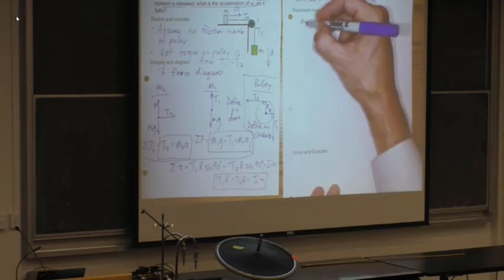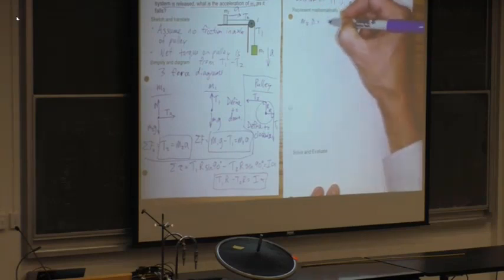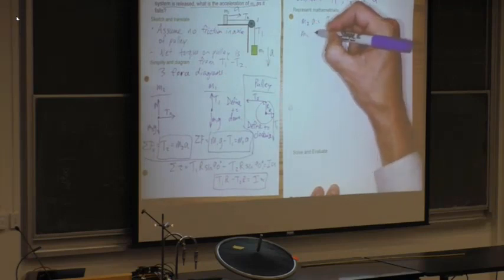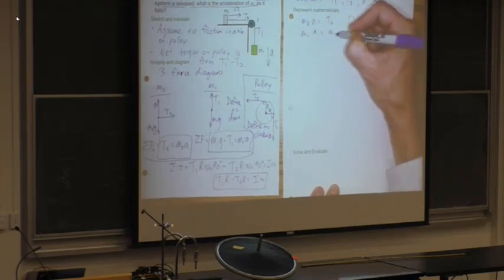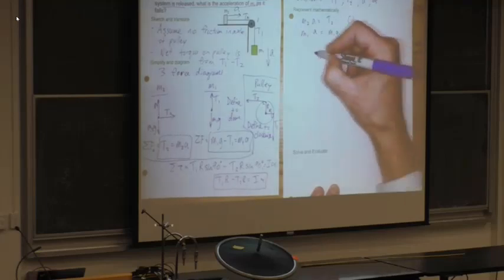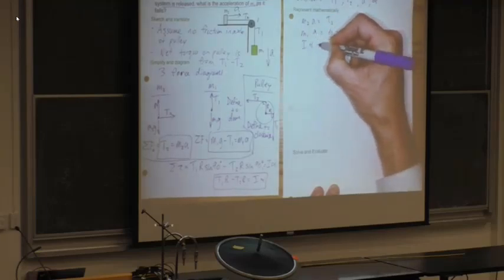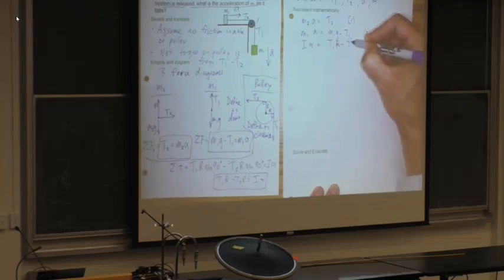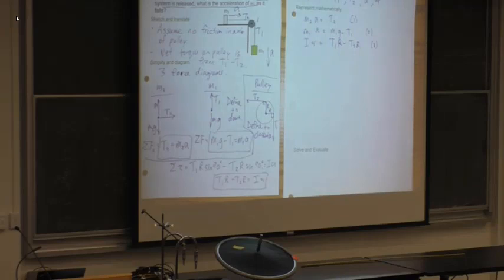We've got M2 times A is equal to T2. This is equation 1. We've got M1 times A equals M1G minus T1. This is equation 2. We've got I times alpha is equal to T1R minus T2R. This is equation 3. We need a 4th equation. Can anybody think of one?